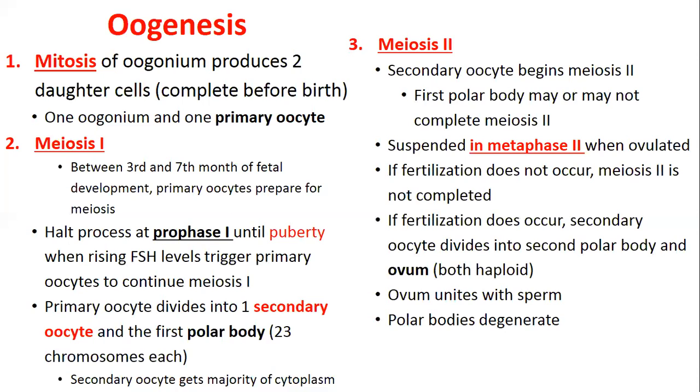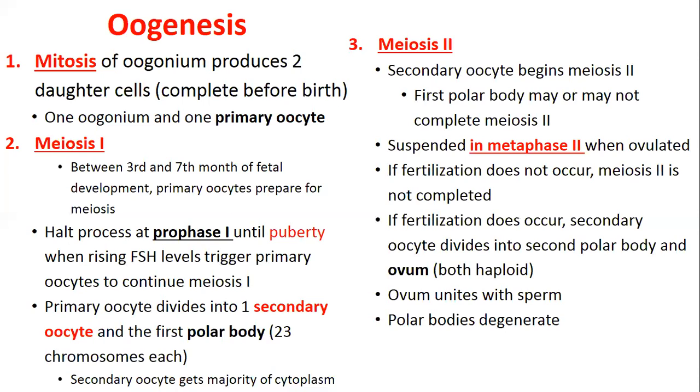The secondary oocyte gets the majority of the cytoplasm and then enters into meiosis 2. So the secondary oocyte begins meiosis 2. The first polar body may or may not complete meiosis II. It can be halted there for a period of time, and doesn't necessarily enter into meiosis II.